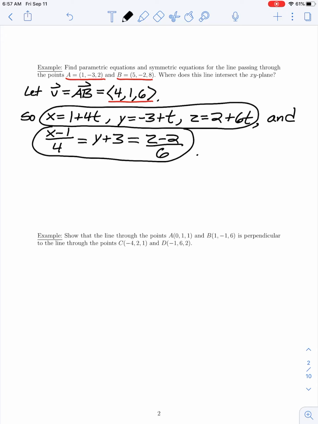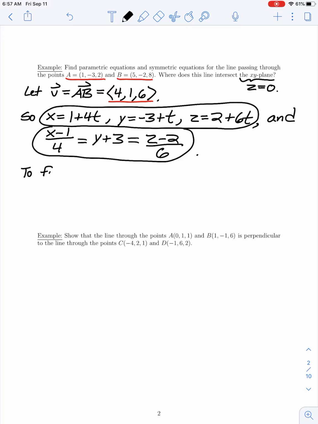Now we're also asked to determine where this line intersects the xy plane. So let's think about how the xy plane is defined in space. For any point on the xy plane, we know that the z coordinate must be 0. So we're asking where the line, whose parametric equations are shown here, would have a z coordinate of 0.